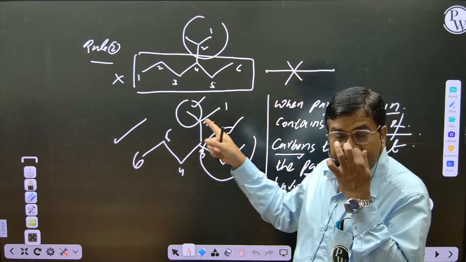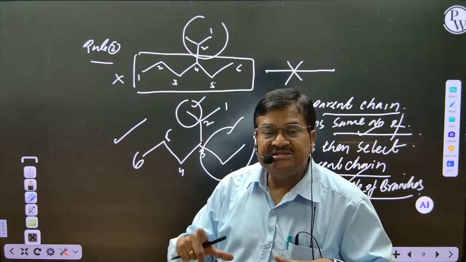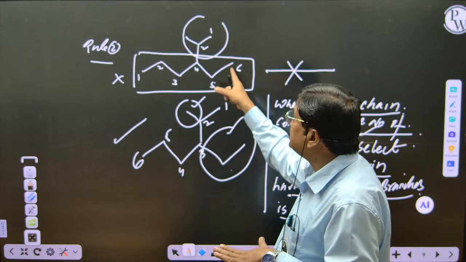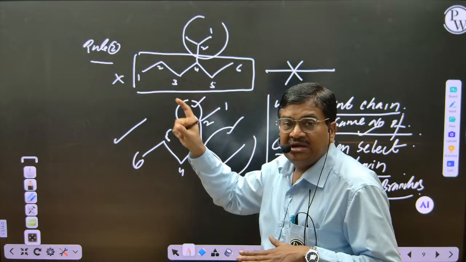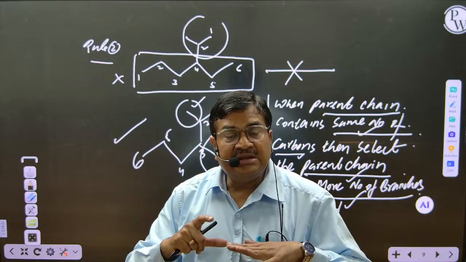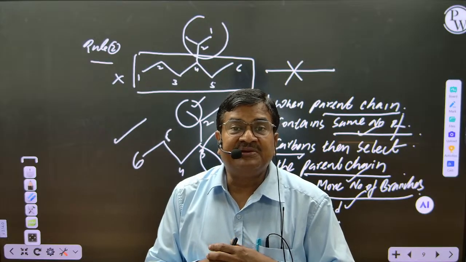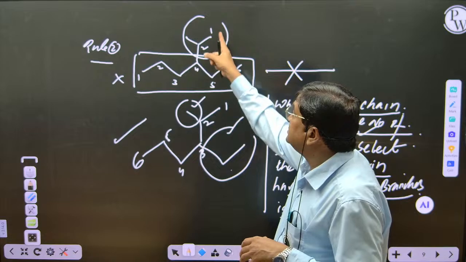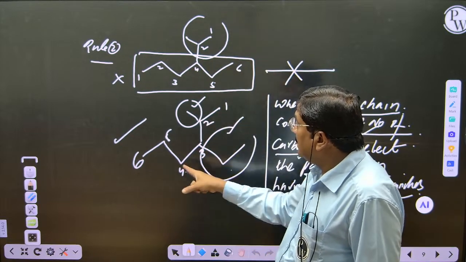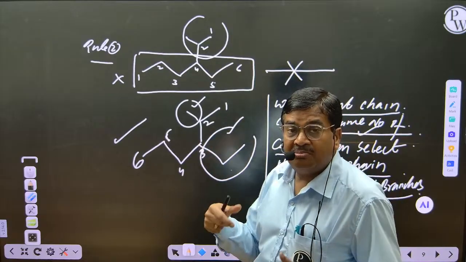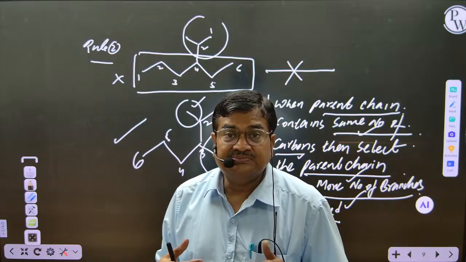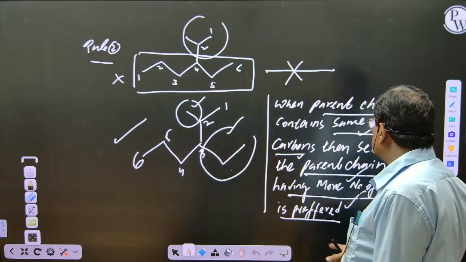Rule 2, we discussed that if the parent chain is having the same number of carbons. See, for example, if I am going straight, I am getting 6. If I come from top also 6. Then you have to see if the parent chain is coming with the same number of carbons, then the parent chain having more branches is preferred. That means if I go straight, I get only one branch. But if I go from top to bottom like this, I am getting two branches. So more branches is preferred compared to fewer branches. That is rule 2 we discussed.